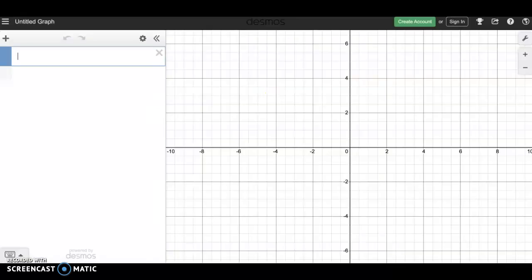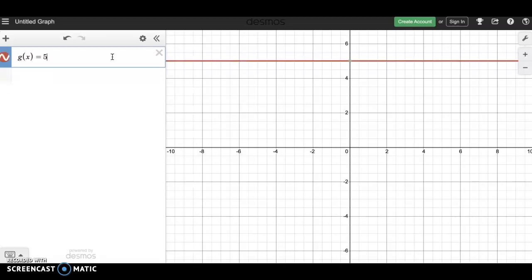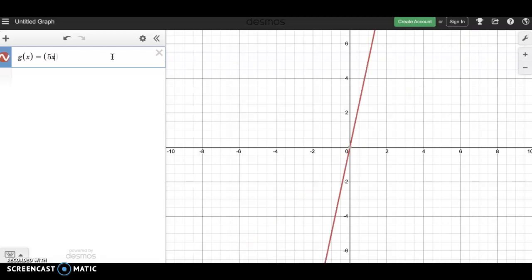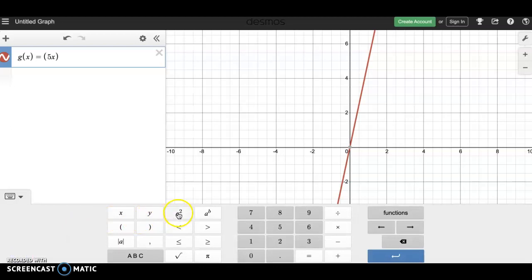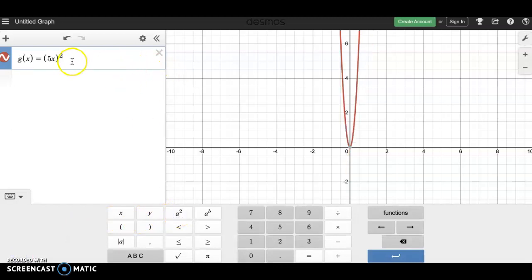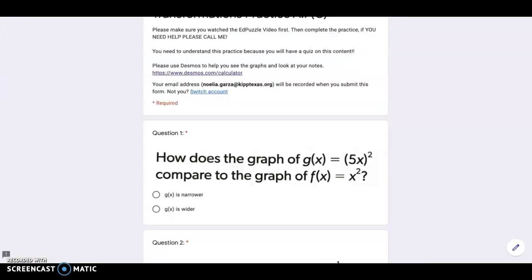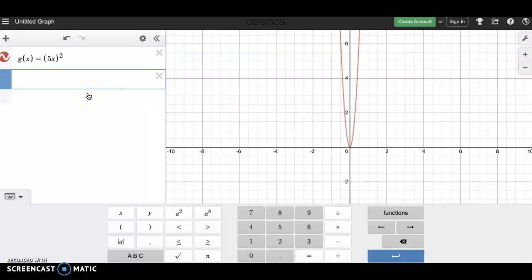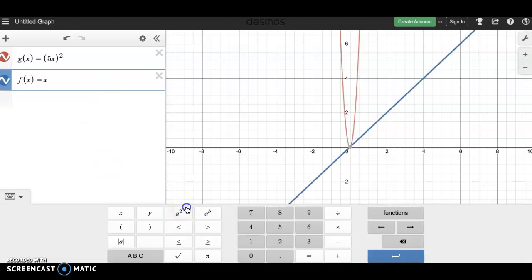So I would go to Desmos and type in that first function, which was g(x) = (5x) to the power of 2, right? Okay. So it's comparing this function to that other function, f(x) = x^2. So let's go ahead and look at that. Okay, f(x) = x^2.